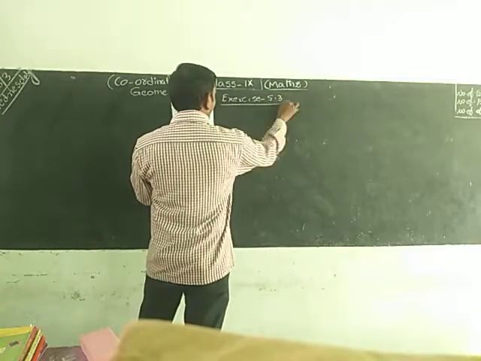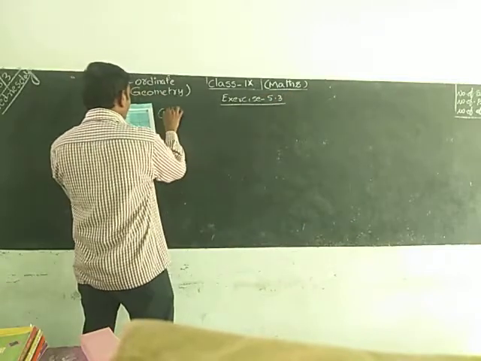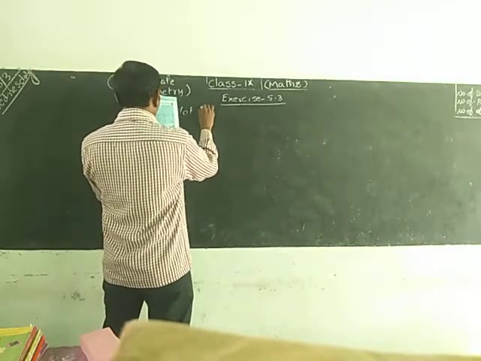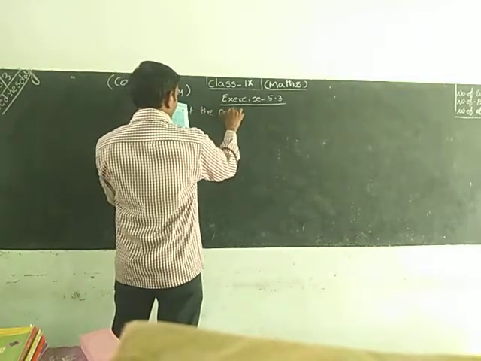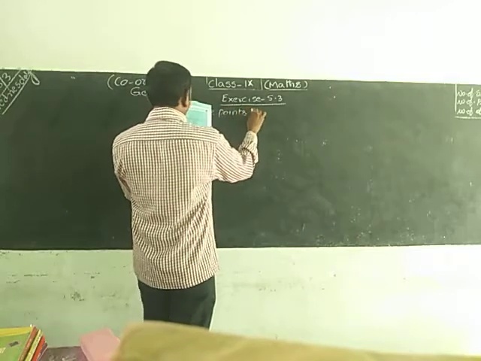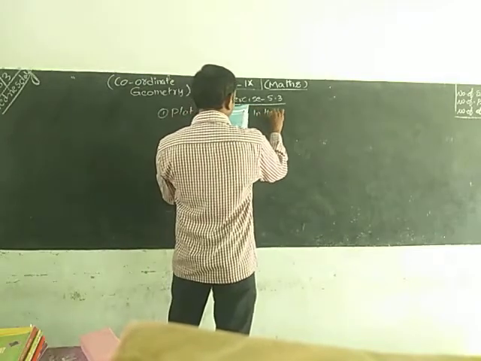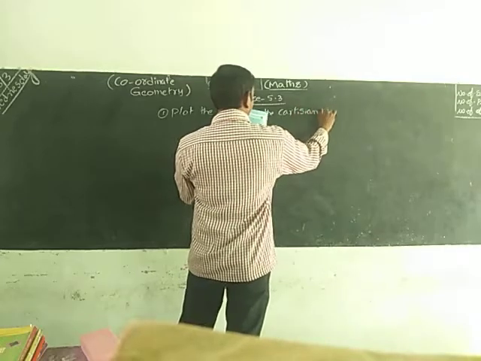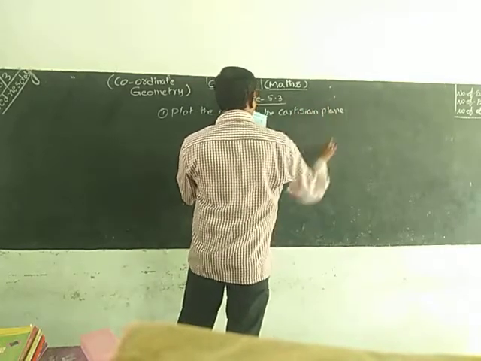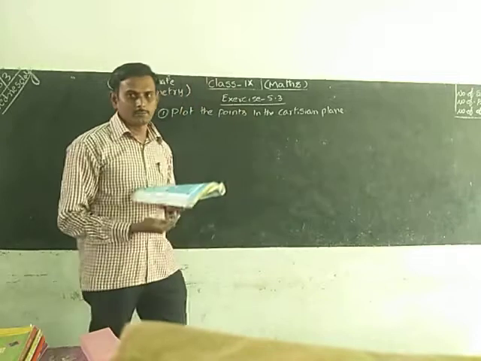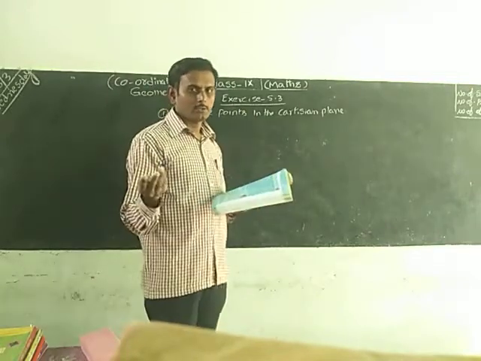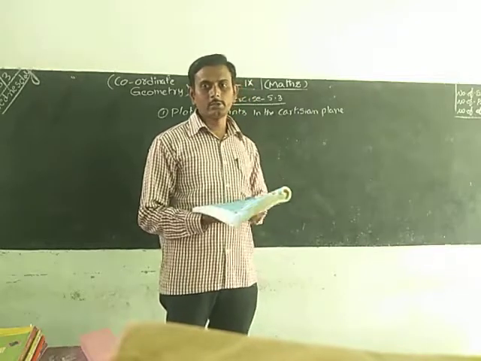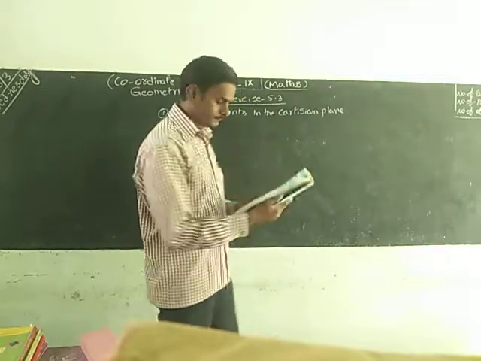Okay, we have to complete that one on the graph. What is question one? Plot the points in the Cartesian plane. Cartesian plane means, don't get confused: if you draw perpendicular lines on a graph paper, that is called a Cartesian plane. It is divided into 4 parts. That plane we call the Cartesian plane. A Cartesian plane is nothing but a graph paper.